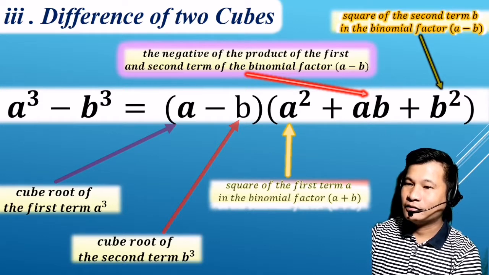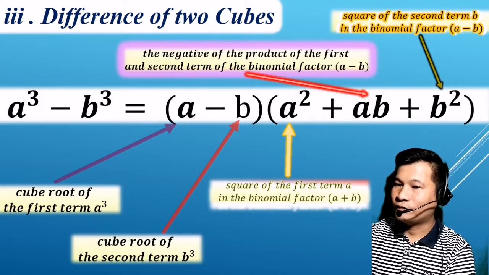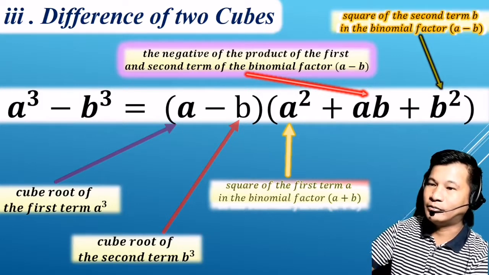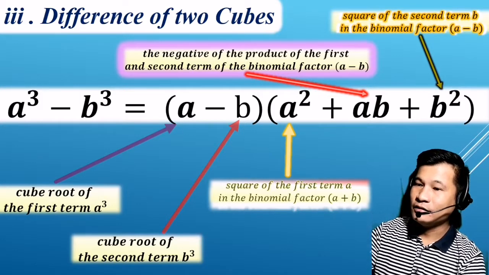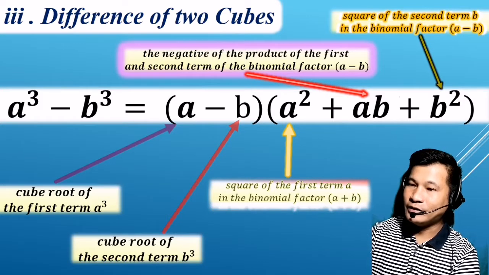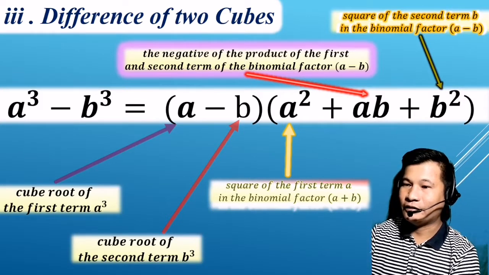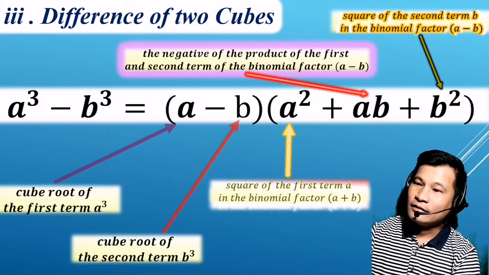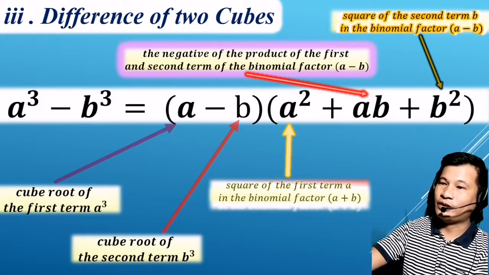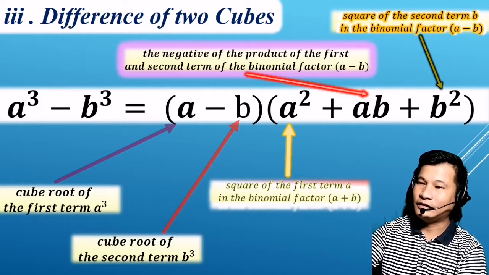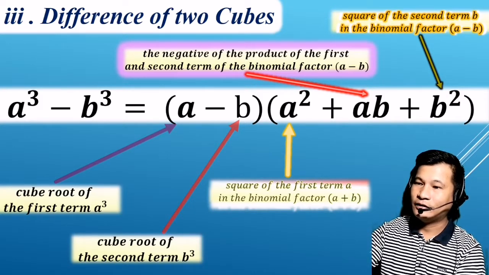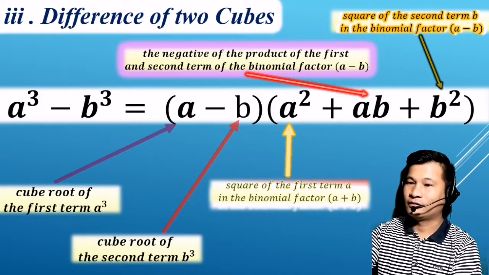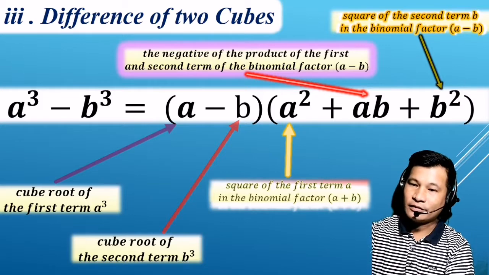And then for the middle term, we get the negative of the product of the first and second term of the binomial factor a minus b. So the product of a times negative b is negative ab. Then the negative of negative ab is simply positive ab. Next, we get the square of the second term, b, in the binomial factor a minus b for the last term of the trinomial factor, and that is b squared.